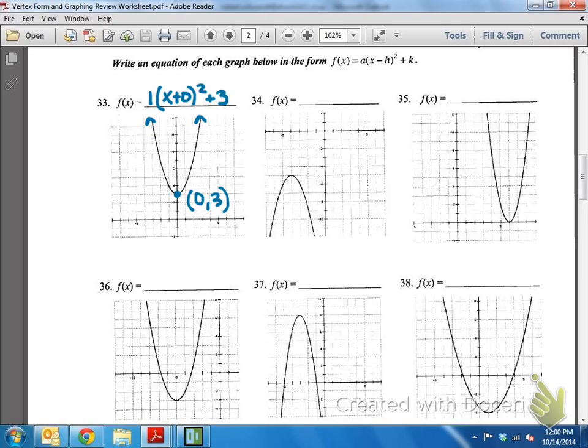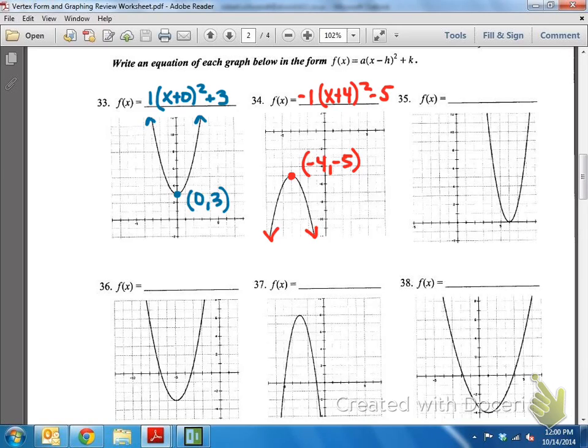All right, let's look at 34 now. So 34, if I look at my vertex, it's sort of close to -4 comma -5. And it's also facing downward. So I know that A is going to be negative, and we'll just call it -1. So, if my x part of my coordinate is -4, that means h is going to be positive 4. So x plus 4 squared. So we do the opposite of what it tells us. So it's plus 4. And then k is -5, so we just write -5.